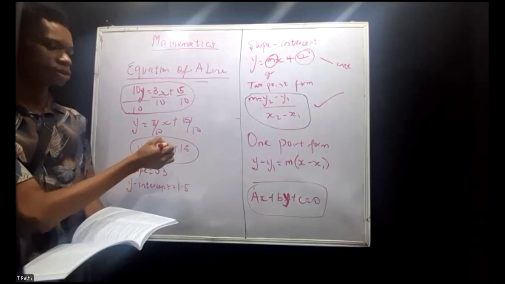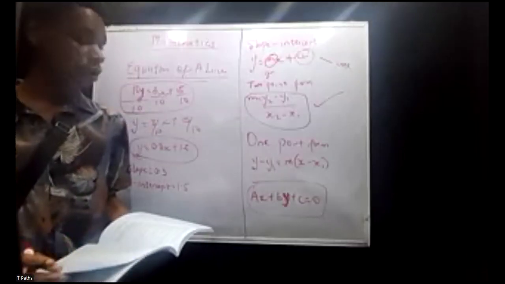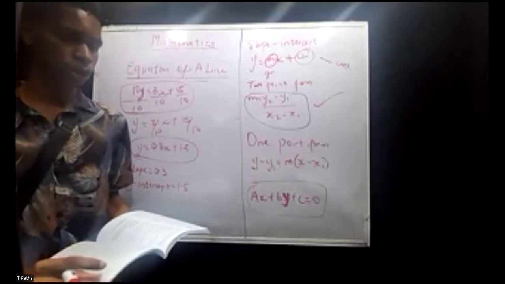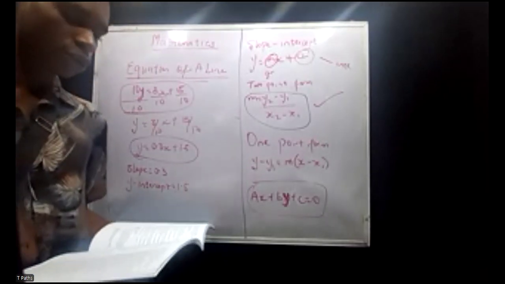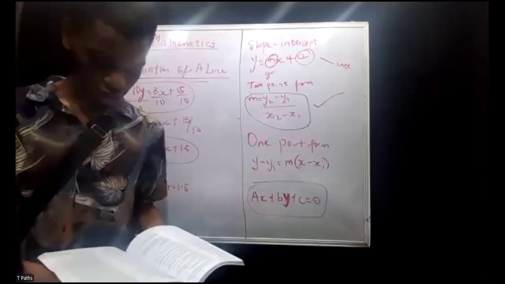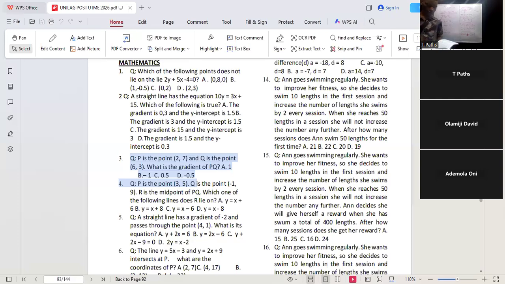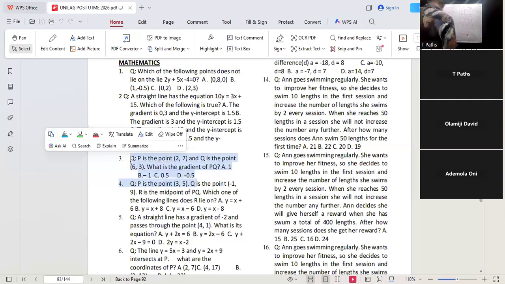All right. So I'm going to pick just one more question and then I'll give you questions that you can work on as exercise real quick before the end of the class. So the question says, that's question 3, same page, page 93, question 3. A line PQ, P is the point 2,7 and Q is the point 6,3. What is the gradient of PQ?